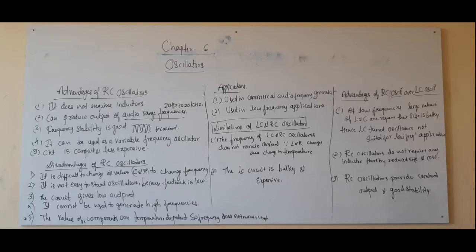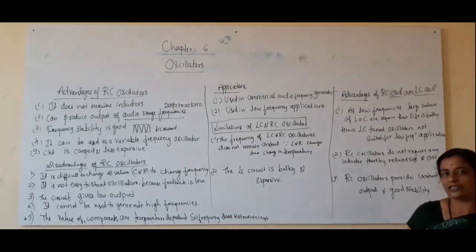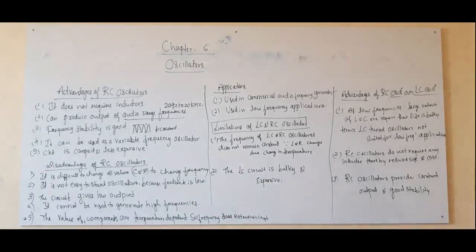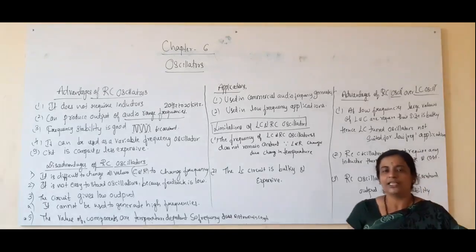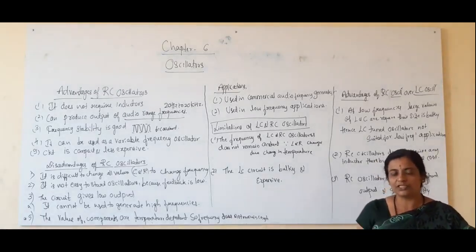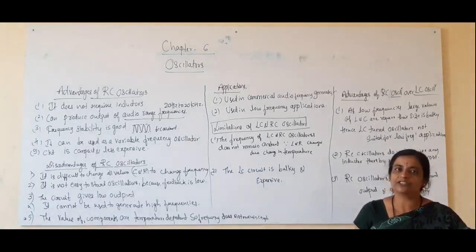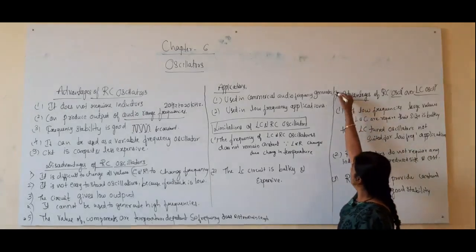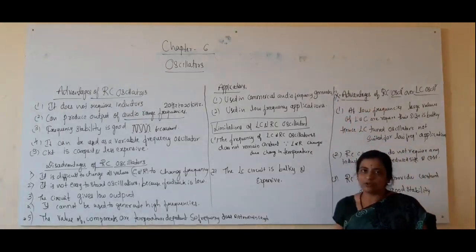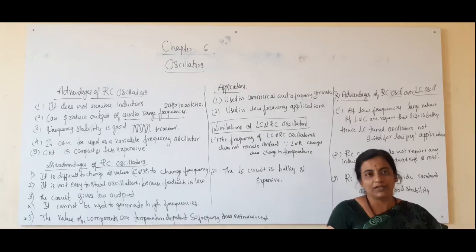Next, RC oscillators provide constant output and good stability. Compared to LC oscillators, these RC oscillators generate a constant output. The output is almost constant, as well as having good stability. So they have good, stable signals. Electrical oscillations are generated by means of RC oscillators as compared to LC oscillators. So this advantage of RC oscillators over LC oscillators is very, very important.